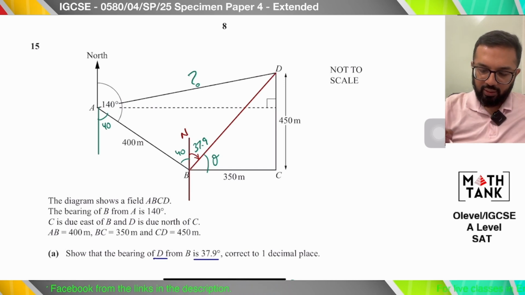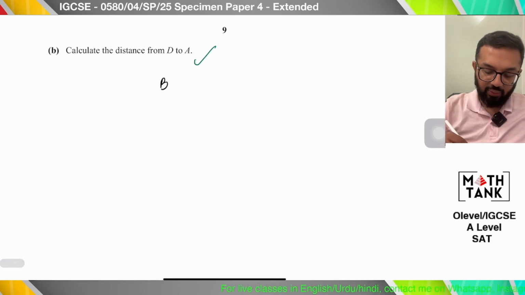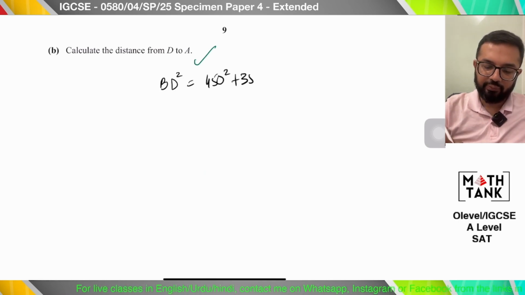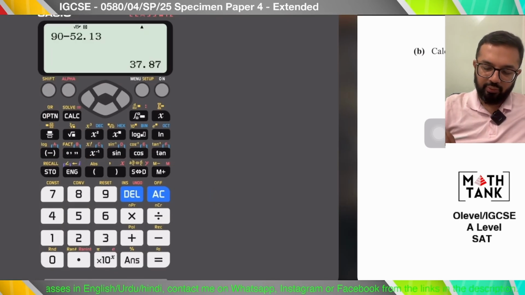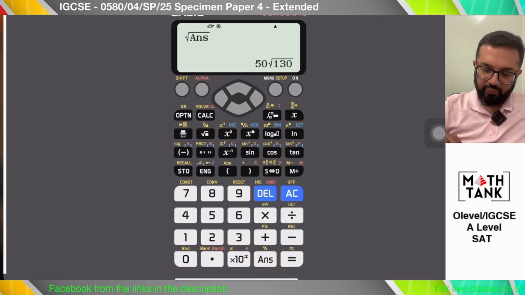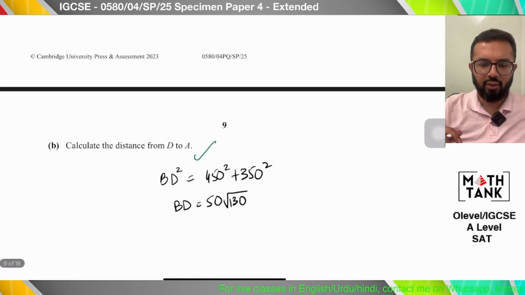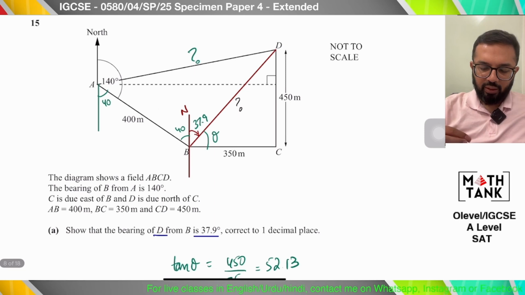Using Pythagoras I can find out this side. So first I'm going to find BD. Now I'm going to tell you why I'm doing all of this in a bit. Then you take a root, so 50 root 130. I'm going to write that in exact terms because I want to use it later. Okay, how am I going to use it later?